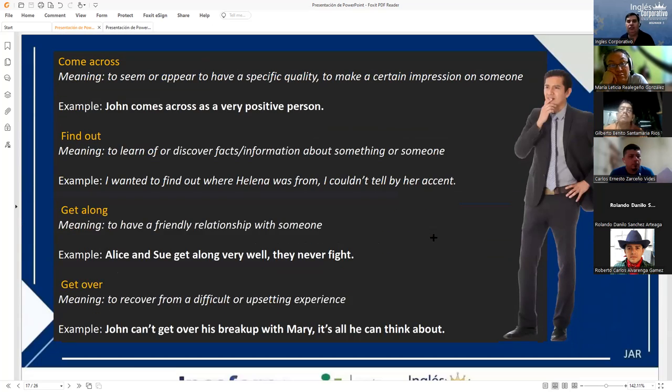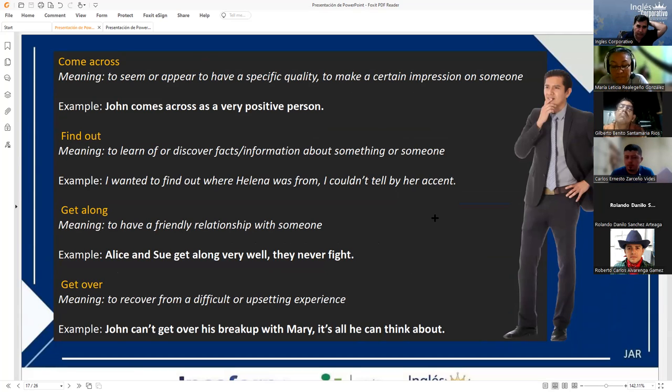Teacher, what does perform mean? To perform is to do, like an actor performs in front of many people. They act, they do, right? In front of many people.